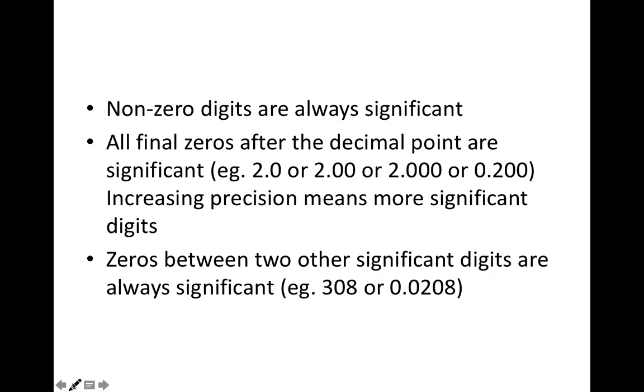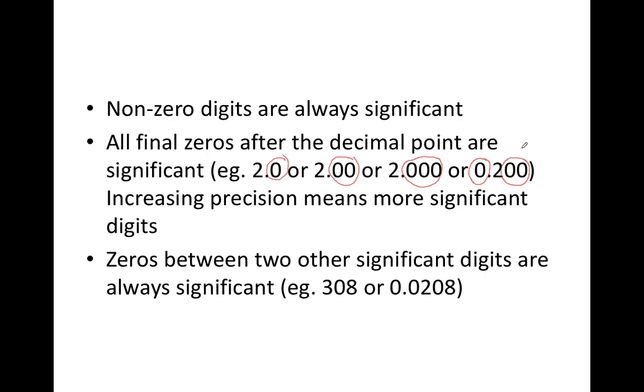So for example, this zero and these two zeros as well as these three zeros are all significant because they are a part of the measurement. They have to be there. But this zero here is not significant because it's only a placeholder that can be eliminated, but these two zeros are significant.